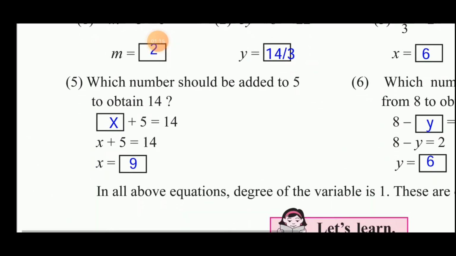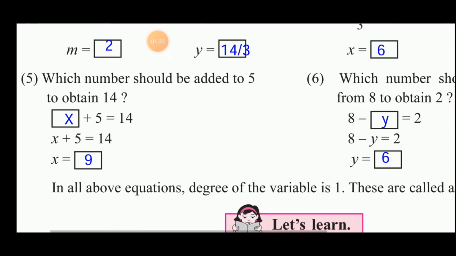Now, which number should be added to 5 to obtain 14? Let the number to be added be x. So, convert this statement into an equation. So, this becomes x plus 5 equal to 14. X will be equal to 14 minus 5, that is 9.